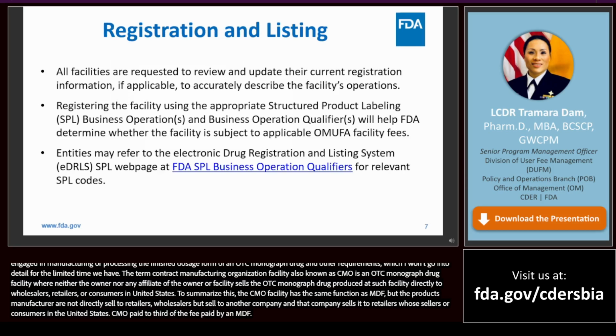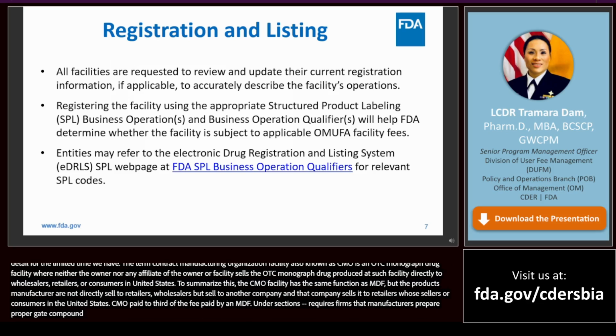Section 510 of the FD&C Act requires firms that manufacture, prepare, propagate, compound, or process drugs in the United States, or drugs that are imported or offered for import into the United States, to register with the FDA.